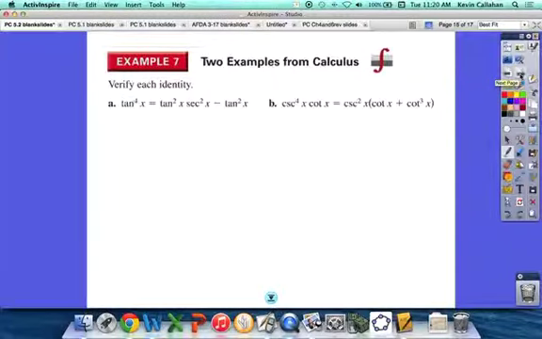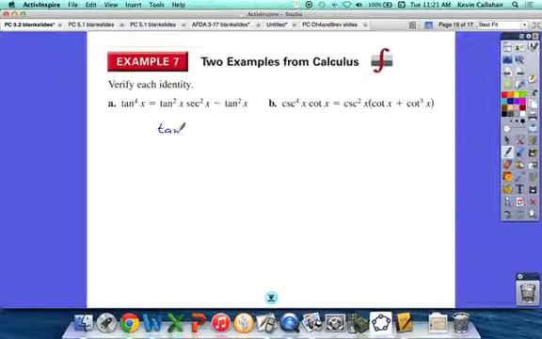And then these examples, they say from calculus. I'm not quite getting it, but they're not that tough. I mean, you're going to try to make these things look the same. The more complicated side would be on the right. What could we do? Factor. There's a common factor, which is what? Tan squared. So factor the tan squared.